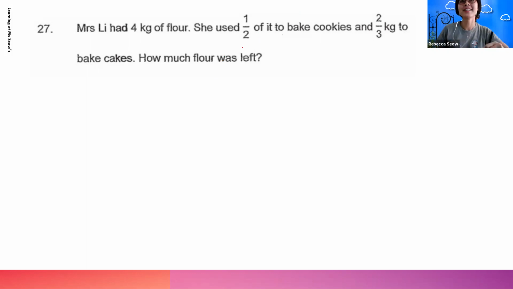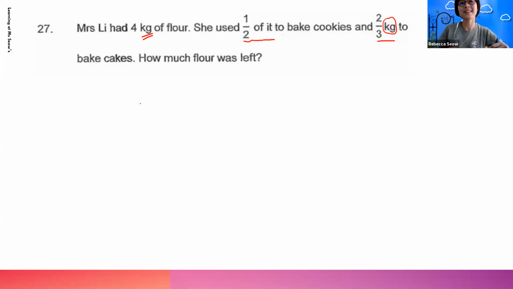Okay, if you notice, she had 4 kg of flour. There's a unit mentioned here, right? However, when she used half of it, half has got no unit indicated. So this half here is actually talking about a proportion of the 4 kg, half of it, not half a kg. So if you have taken 4 kg, you subtract half from it, you might want to rethink your step. Okay, and next, she also used 2/3 kg to bake cakes. Now, in this case, the second portion of flour that was being used has got a kg there. So that means that you can subtract one portion from the other.